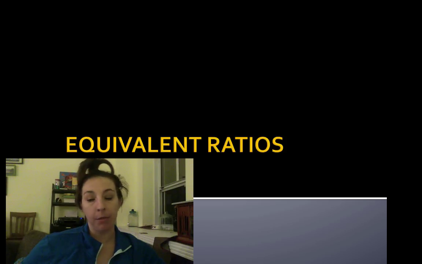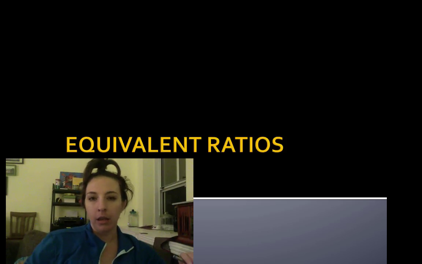Today we were talking about equivalent ratios. Yesterday I gave you just kind of the basics of ratios, and today we're going to start moving into when two or more ratios are equal to each other and different ways that we can find equivalent ratios.